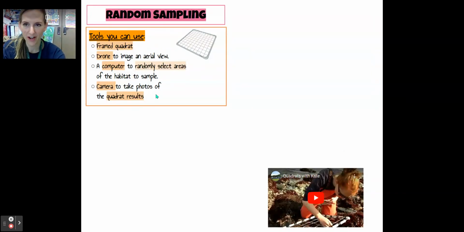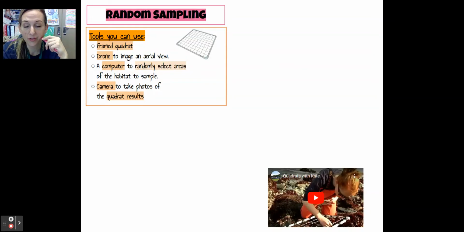We could use a framed quadrat or a drone, take an aerial image, and then once you have that aerial image, you can upload it to a computer and place a grid over it, and then just number those grids, and then use a random number generator, literally a Google search. Google has it embedded into their website, and you choose a selection of numbers that you want randomized.